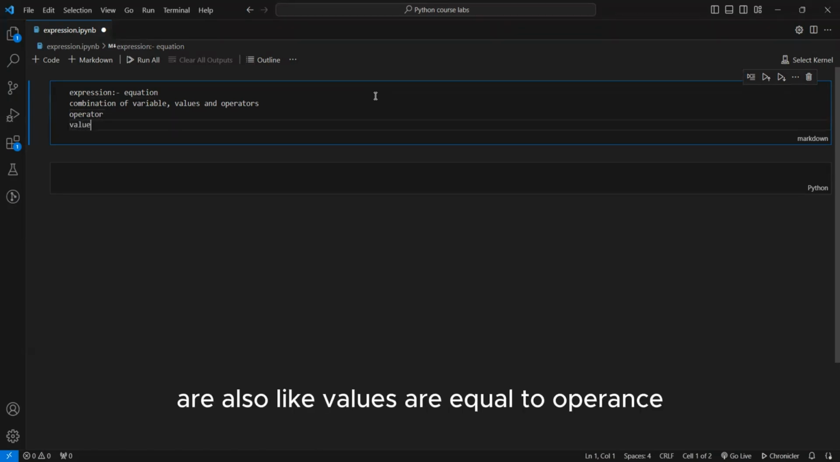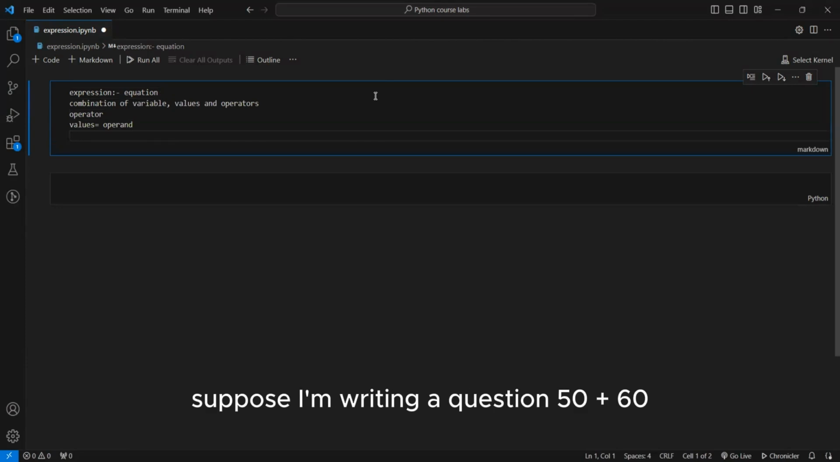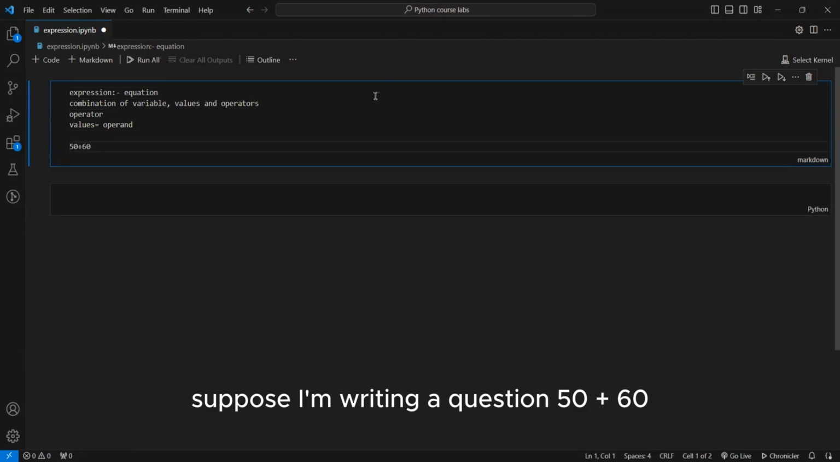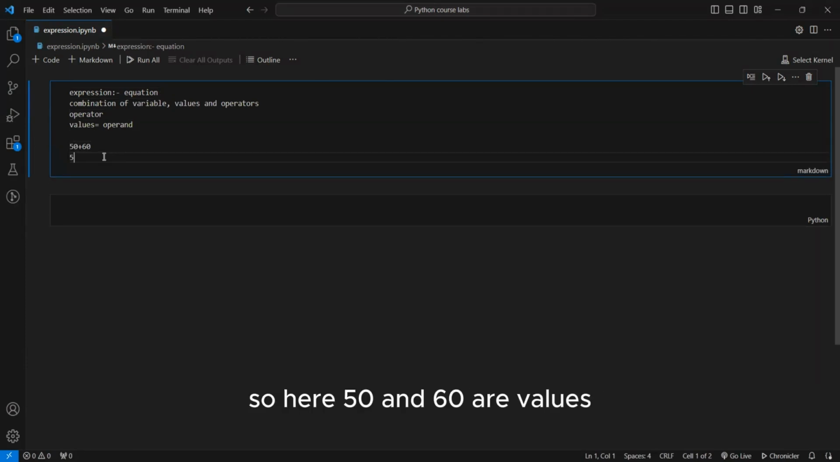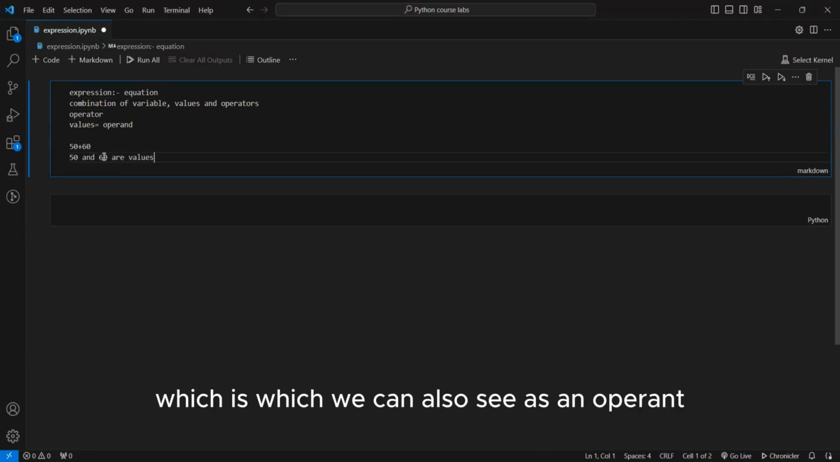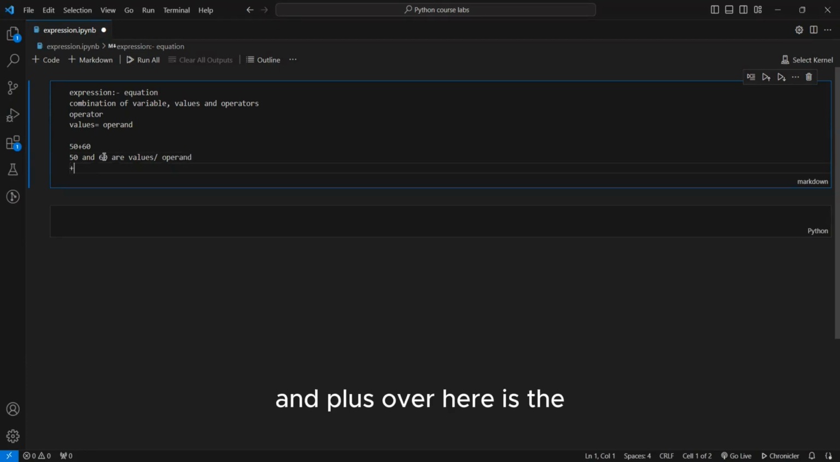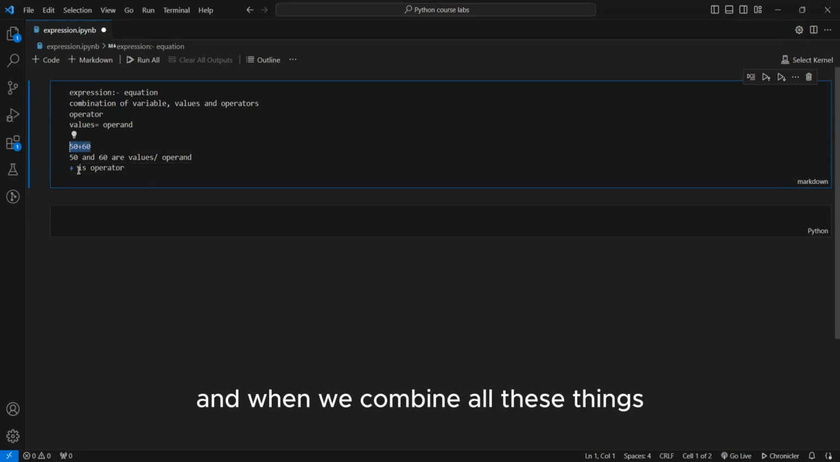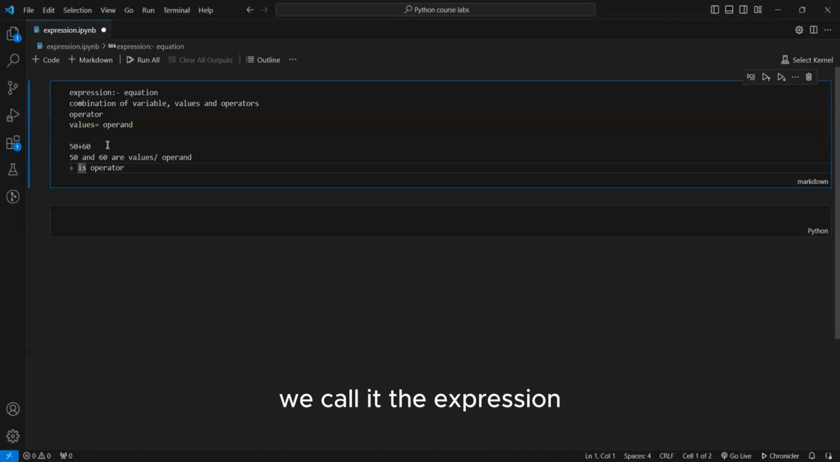Values are also called operands. You will find the word operands; it means values. Suppose I'm writing the equation 50 plus 60. Here 50 and 60 are values, which we can also call operands, and plus over here is the operator. And when we combine all these things, we call it an expression.